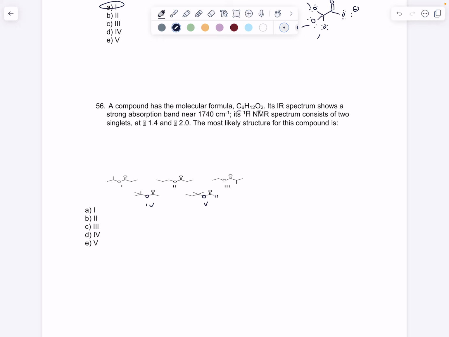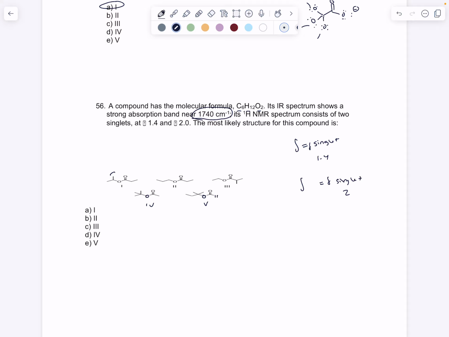C6H12O2, IR spectrum, so that makes me think it's probably a ketone, but potentially an ester, because ketones usually show up around 1710. And then in the NMR spectrum, 2 singlets, so no neighbors, 1.4 and a singlet. Oh, but we don't have the integral. The shift is singlet at 2. So it's not giving us a ton of information to go on.